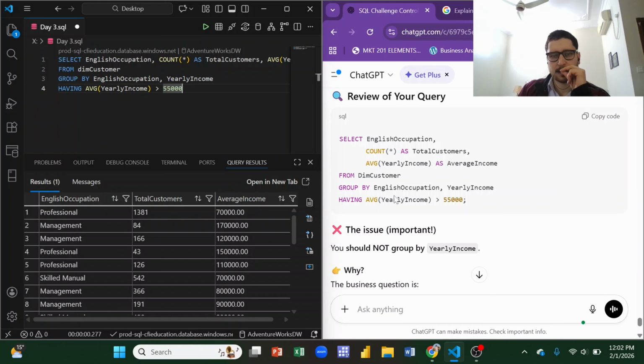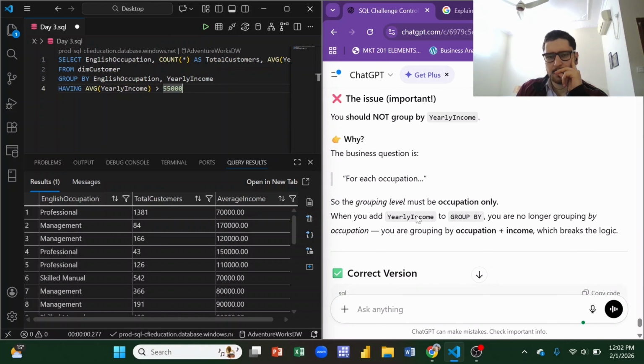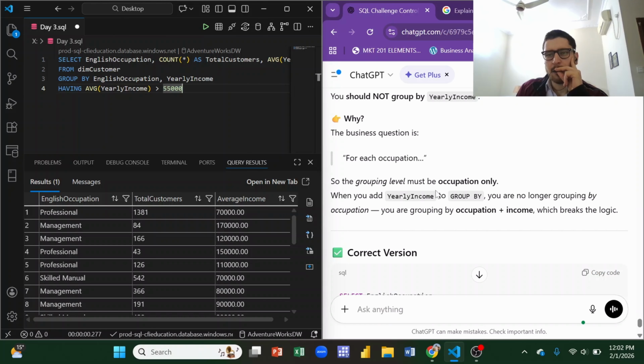Review of my query: from the customer table, English occupation, yearly income. The important issue: you should not group by yearly income. Why should I not do that? Because the business question is for each occupation, so the grouping level must be occupation only. When you add yearly income to group by, you are no longer grouping by occupation, you are grouping by occupation plus income, which breaks the logic. So yearly income was not required, only the English occupation.